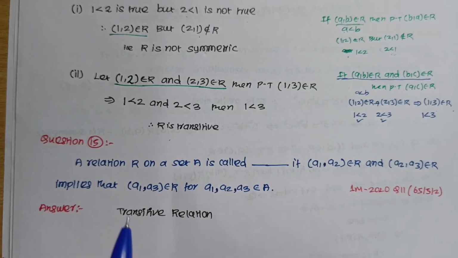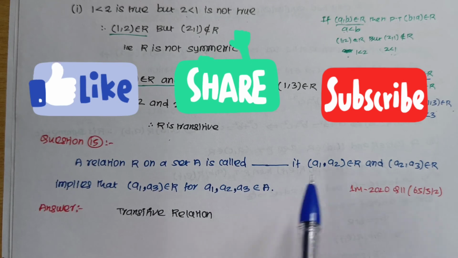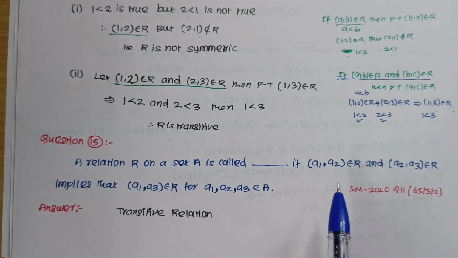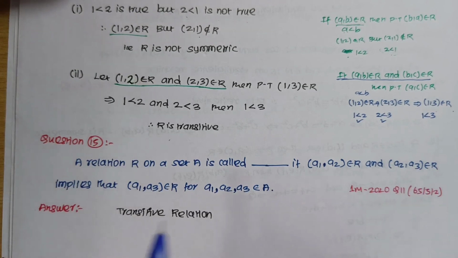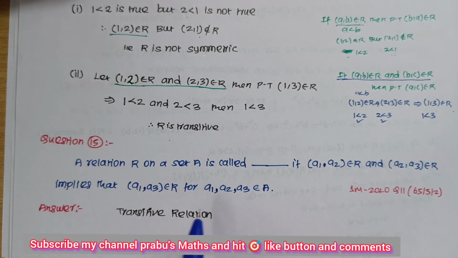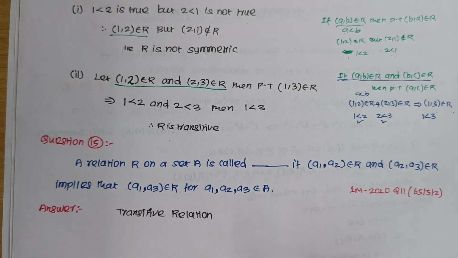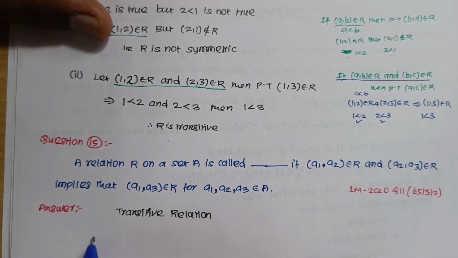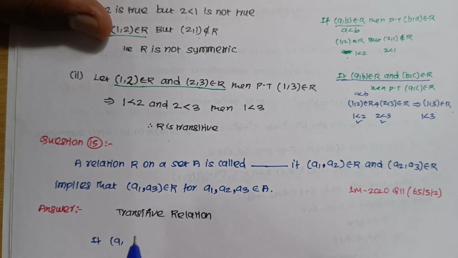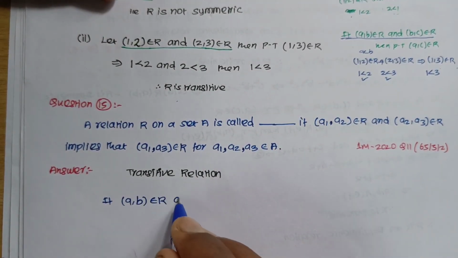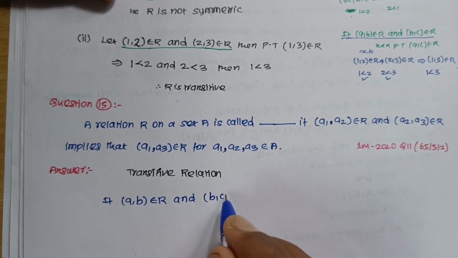Question number 15. A relation R on a set A is called dash if a1, a2 belongs to R and a2, a3 belongs to R implies that a1, a3 belongs to R for all a1, a2, a3 belongs to A. So if you know the equivalence relation conditions, we directly say this is a transitive relation. So what is a transitive relation? If (a, b) belongs to R and (b, c) belongs to R.